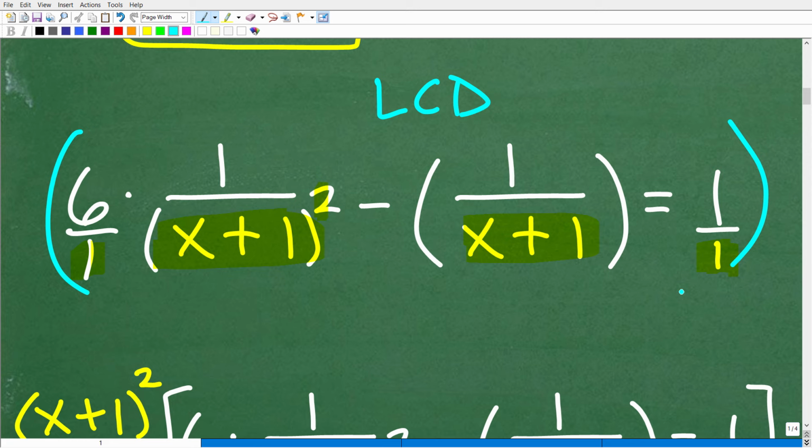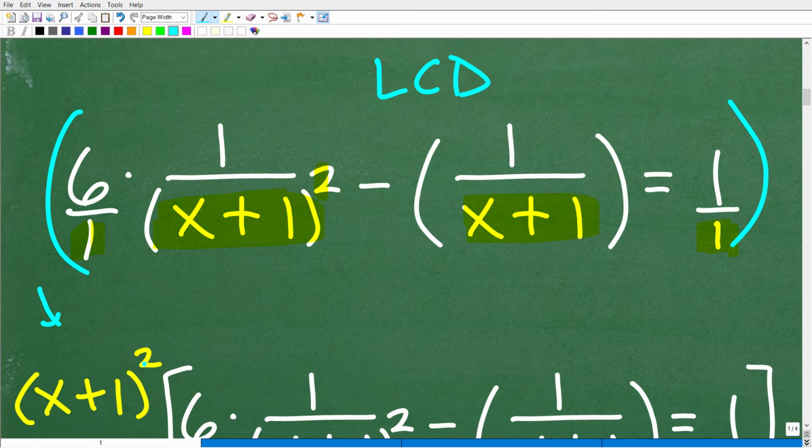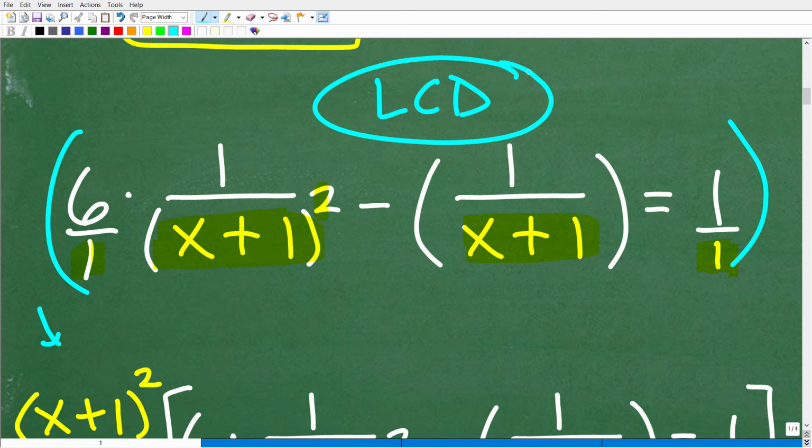Now, in this case, what is the LCD? Now, some of you probably can see this little work right down there. You're like, well, is it x plus 1 squared? Yes, indeed, it is x plus 1 squared. Now, finding the LCD of rational expressions or even just numeric fractions, a lot of students don't know this as well as they think they do. And this is where your mastery of arithmetic and basic math comes into play. Because if you can't find the LCD of regular fractions, how can you find the LCD of things like this?